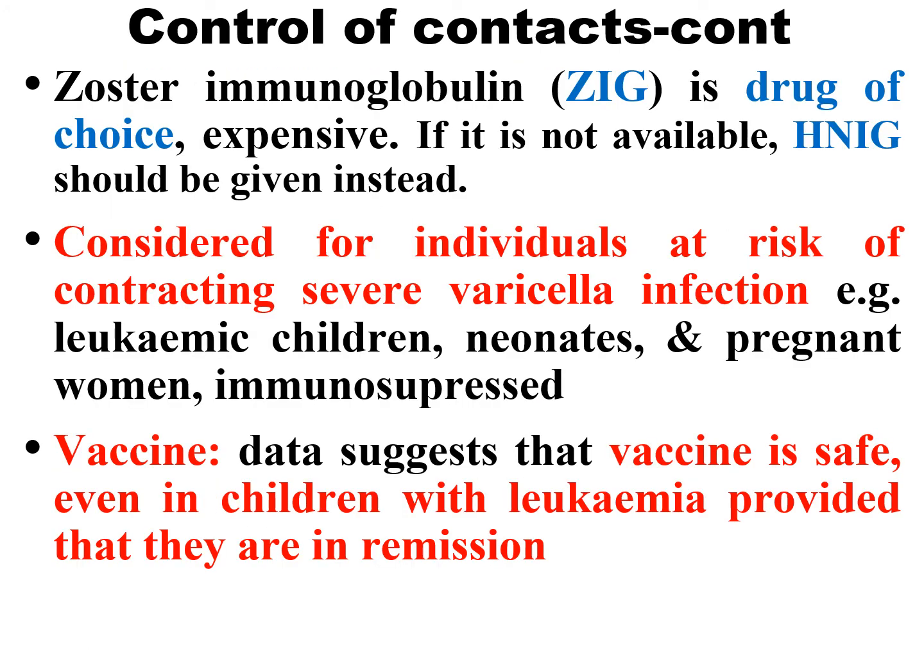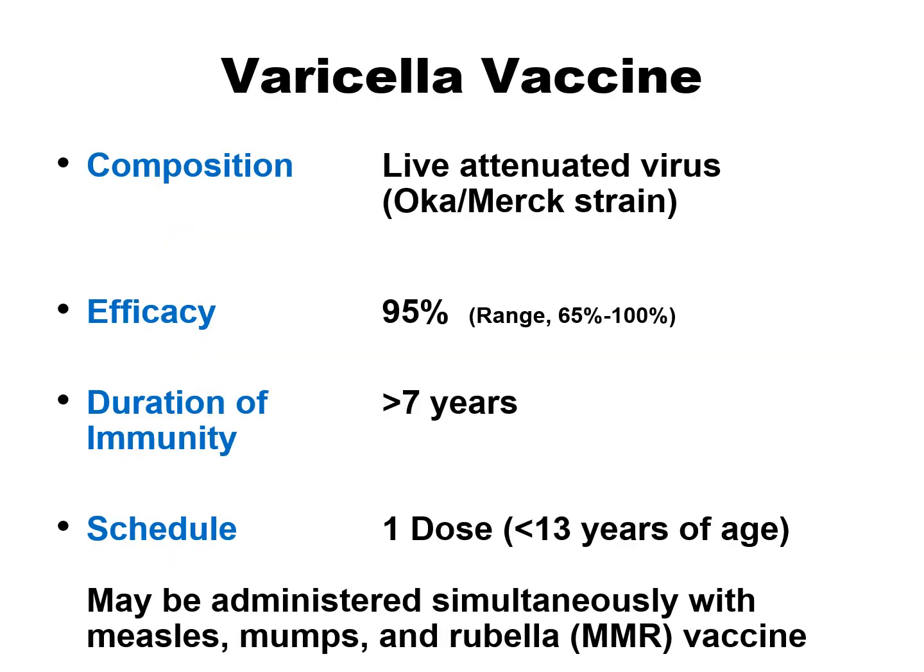Zoster immunoglobulin is the drug of choice, but it is expensive. If it is not available, human immunoglobulin should be given instead. It is considered for individuals at risk of contracting severe varicella infection, e.g., leukemic children, neonates, pregnant women, and immunosuppressed persons. Vaccine data suggests that the vaccine is safe even in children with leukemia, provided that they are in remission.